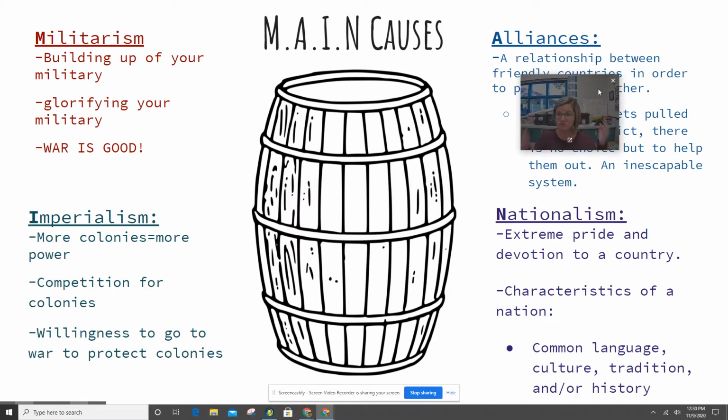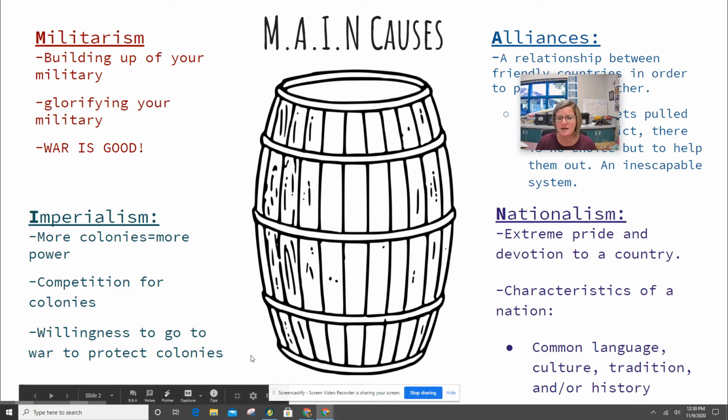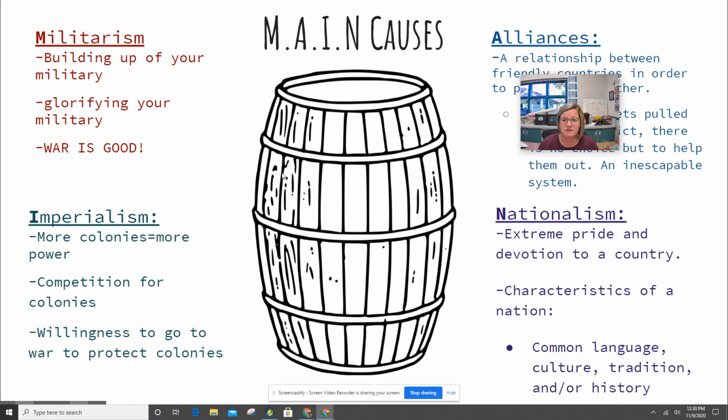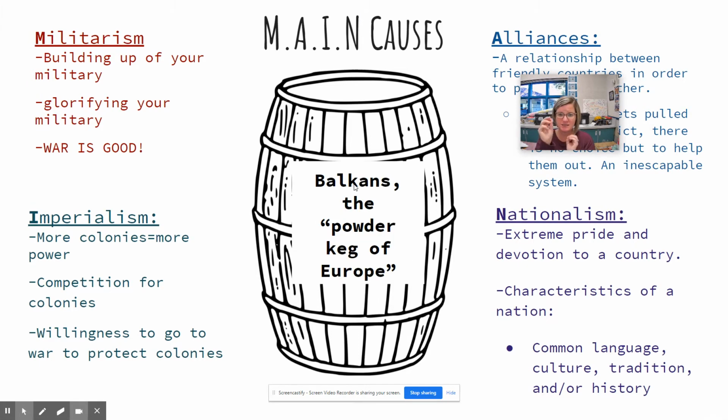Now these are the long-term causes. These are the things that are building up to World War I. The reason we have a giant gunpowder keg in the middle, a big barrel, is because something's going to happen in the Balkans that's going to make this explode. The Balkans are called the powder keg of Europe, because a tiny little spark happened, aka the assassination of the Archduke Franz Ferdinand. That's not just a little spark, but it's a little thing that happens and it explodes World War I.